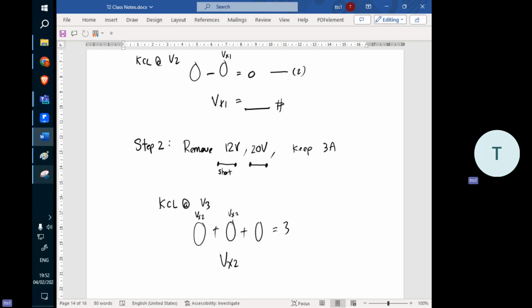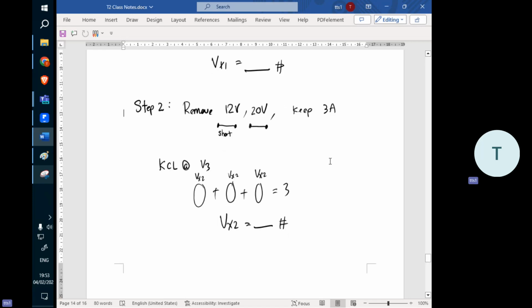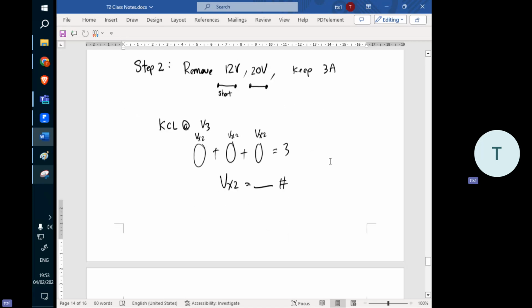Inside here, you can find Vx2, okay? But this is not Vx2. Also here, you can find Vx2. At the end, you have Vx2 equal to some number, okay? So you complete the second task already. Now you're down to the last one.